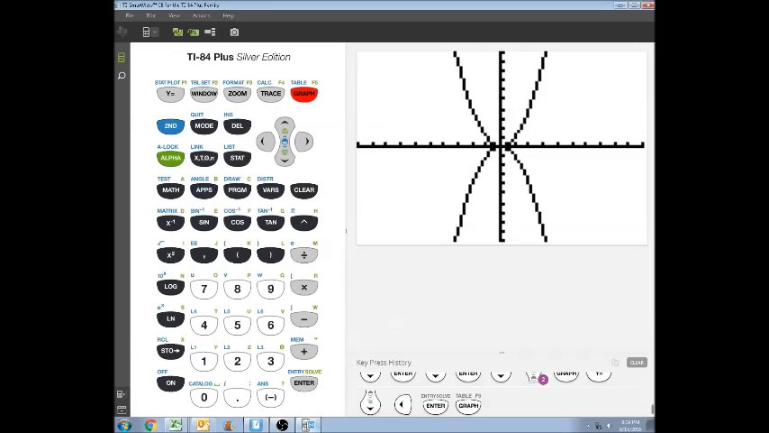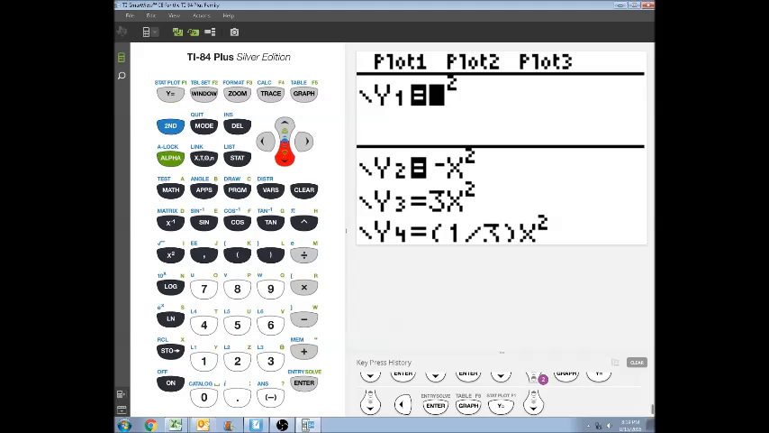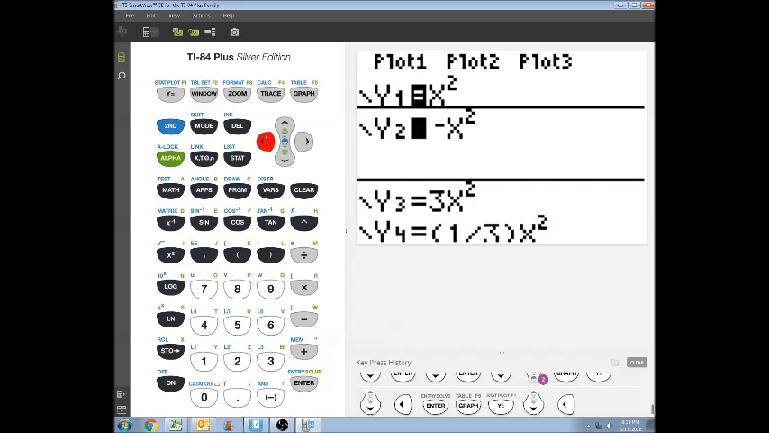Let's go ahead and go back now. So I've already looked at my second equation. I'm going to go ahead and take that off. We know what happened there. The negative sign right here tells us that we're going to flip the equation over the x-axis. So let's look at the next equation.